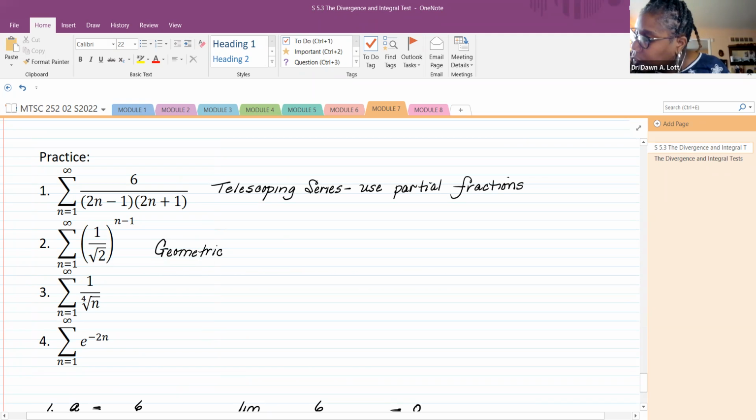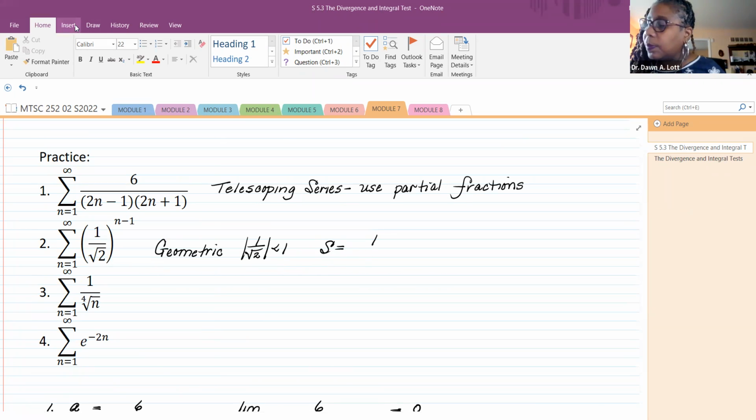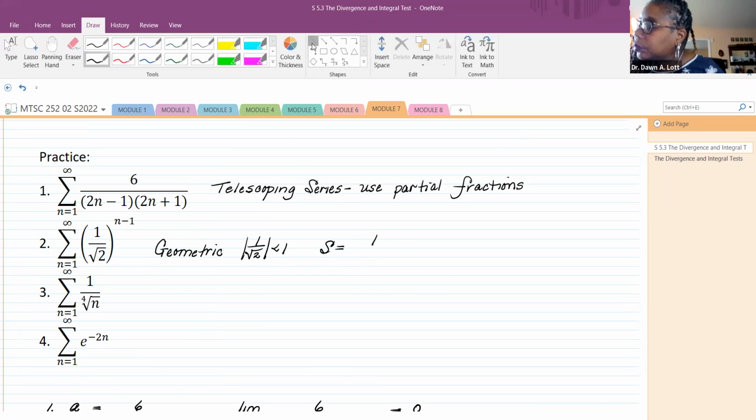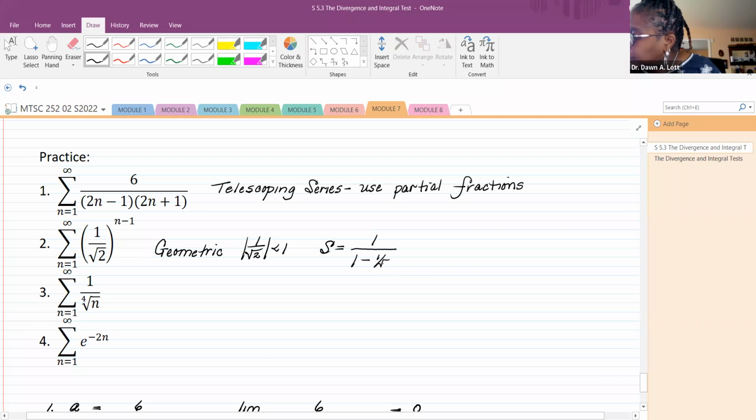And this one's an easy one, r is 1 over the square root of 2, and its absolute value is less than 1. So the sum of this series is a, which is 1, over 1 minus r, which is 1 minus 1 over the square root of 2. So if I multiply by the square root of 2, I get the square root of 2 over the square root of 2 minus 1. That's what that series will equal when I sum it up.